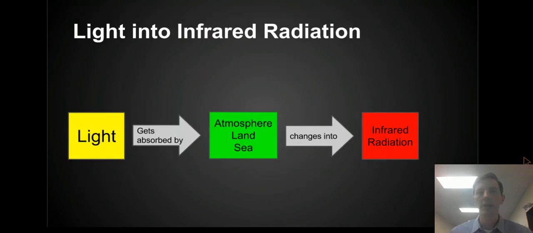So this little picture here kind of shows you the steps. Light gets given off by the sun. That light gets absorbed on the Earth by things like the atmosphere, the land, the oceans, the sea. And those places change that light energy into infrared radiation. And that's ultimately what actually warms up the Earth, is that infrared radiation.